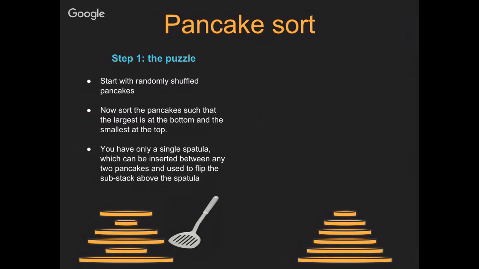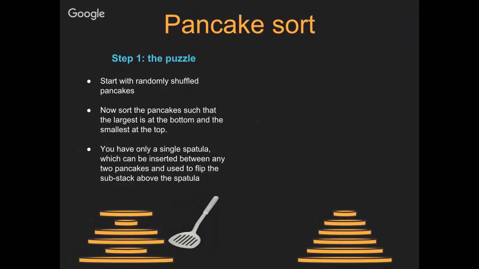Okay, so we're going to do a little programming without computers this morning. What you have in front of you are a stack of pancakes. This activity has two parts. The first part is a puzzle, and the second part is the programming. For the puzzle, you'll start by shuffling your pancakes so that they're in some random order, like the picture there on the left. The second thing that you'll do is sort the pancakes so that they're in order from largest to smallest, just like the picture on the right.